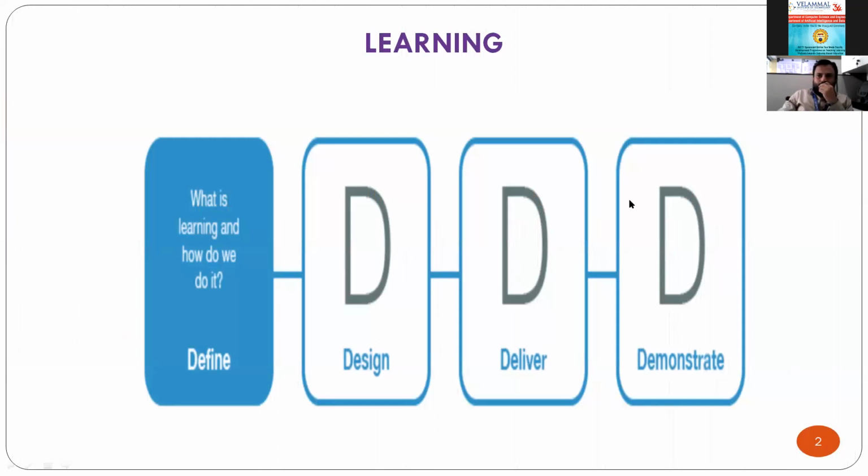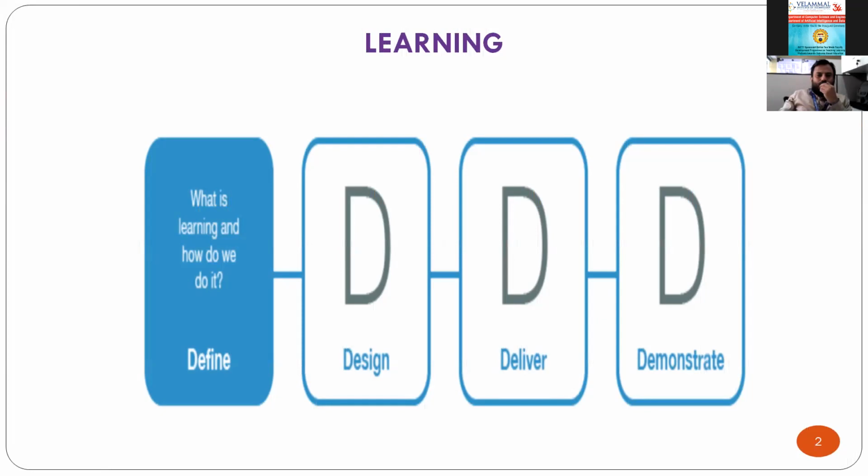So that is learning. So what do you mean by learning? Learning is nothing but define, design, deliver and demonstrate. Okay. So define means how to define your learning material, how to define your content, how to define your syllabus. That is your first thing.